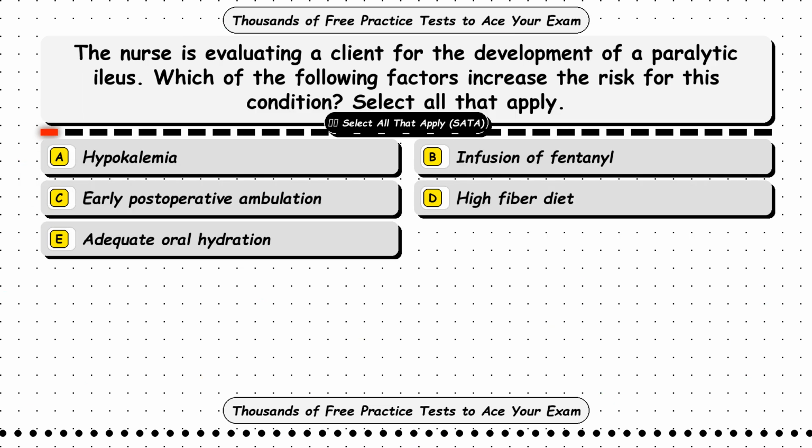The nurse is evaluating a client for the development of a paralytic ileus. Which of the following factors increase the risk for this condition? Select all that apply. Option A, hypokalemia. Option B, infusion of fentanyl. Option C, early postoperative ambulation. Option D, high fiber diet. Option E, adequate oral hydration.